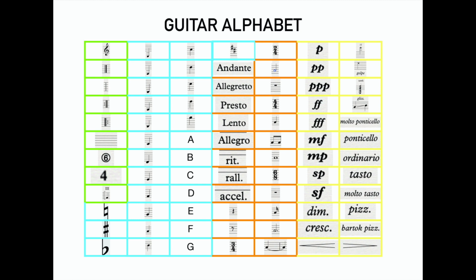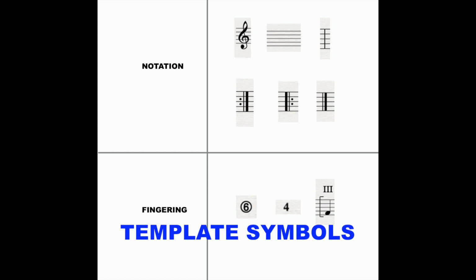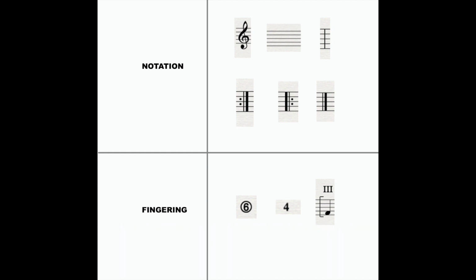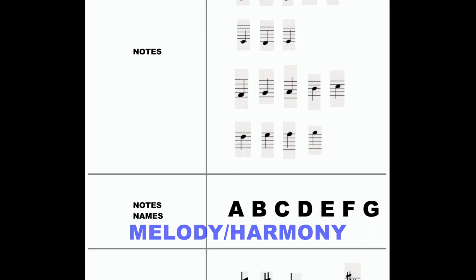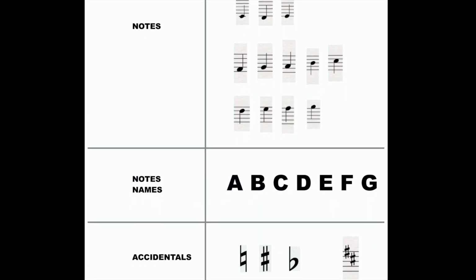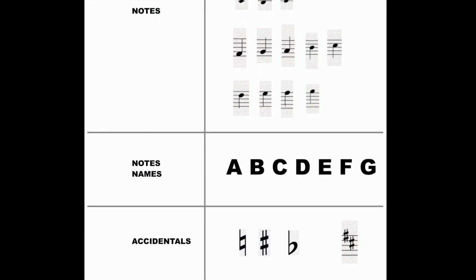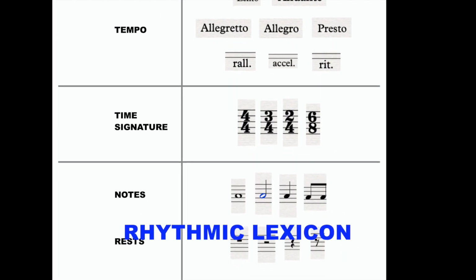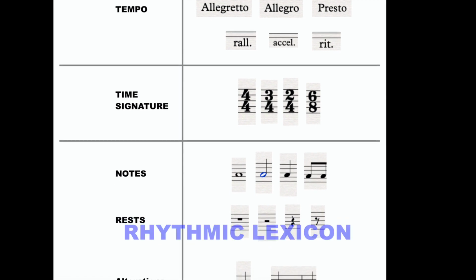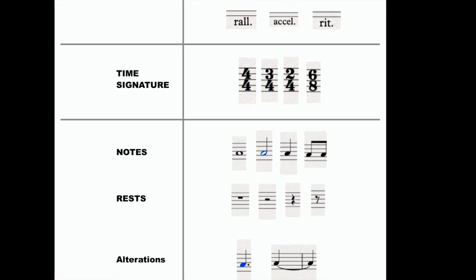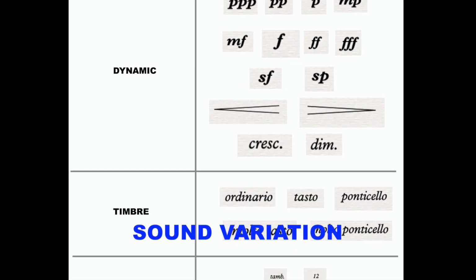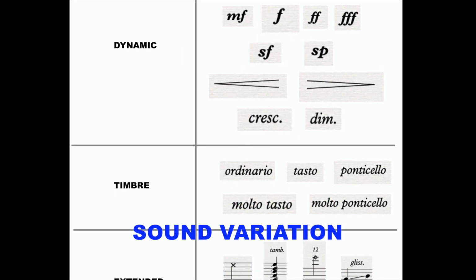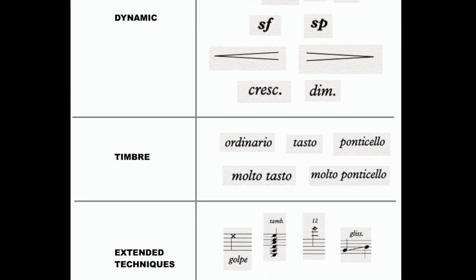We have smaller categories within each lexicon. Template symbols are represented by notation elements and fingerings. The melody and harmony lexicons are categorized by notes, note names, and accidentals. The rhythm lexicon is divided into tempo, time signature, notes or rests, and alterations. And finally, the sound variation lexicon is represented by dynamics, timbre, and extended techniques.